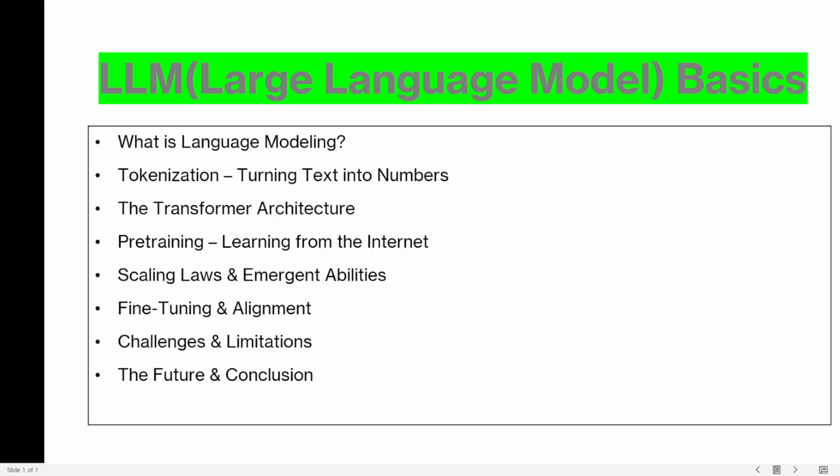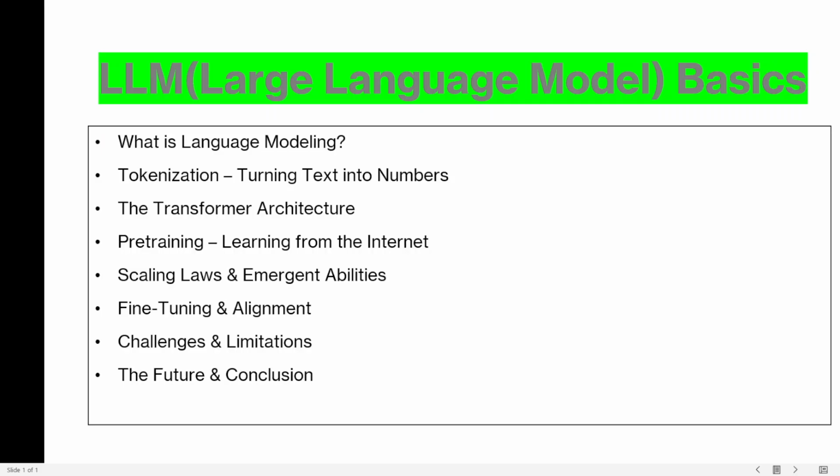So, what are the key takeaways? Let's recap what we have learned. Language modeling is fundamentally about predicting the next token. Text is converted to numbers through tokenization and embeddings, the transformer architecture, and pre-training teach the model, scaling laws make performance predictable, and scale produces emergent abilities. Fine-tuning and RLHF align the model to be helpful, honest, and harmless. Real challenges remain: hallucinations, bias, cost, and more.